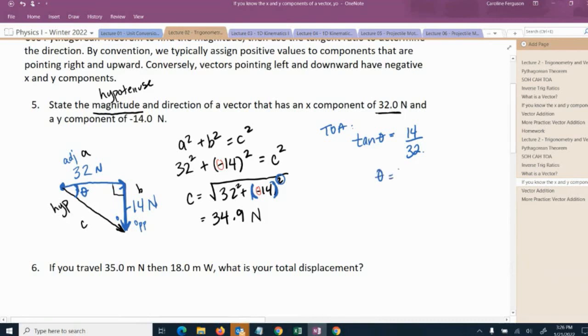We're solving for theta, which means we're bringing the tan to the other side by taking the inverse. So we get tan inverse of 14 over 32, which is 23.6 degrees. All right, so now we have the magnitude and we have the angle.